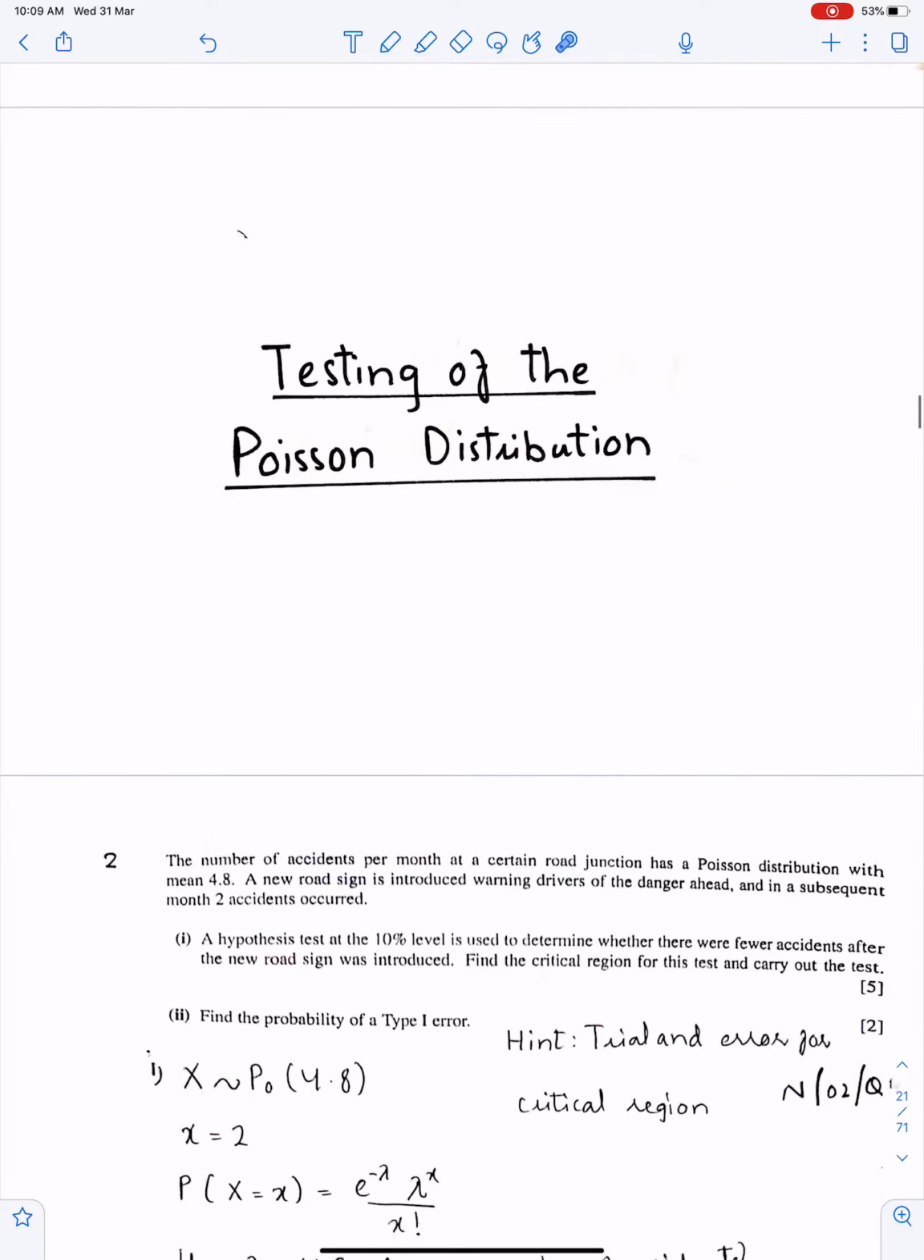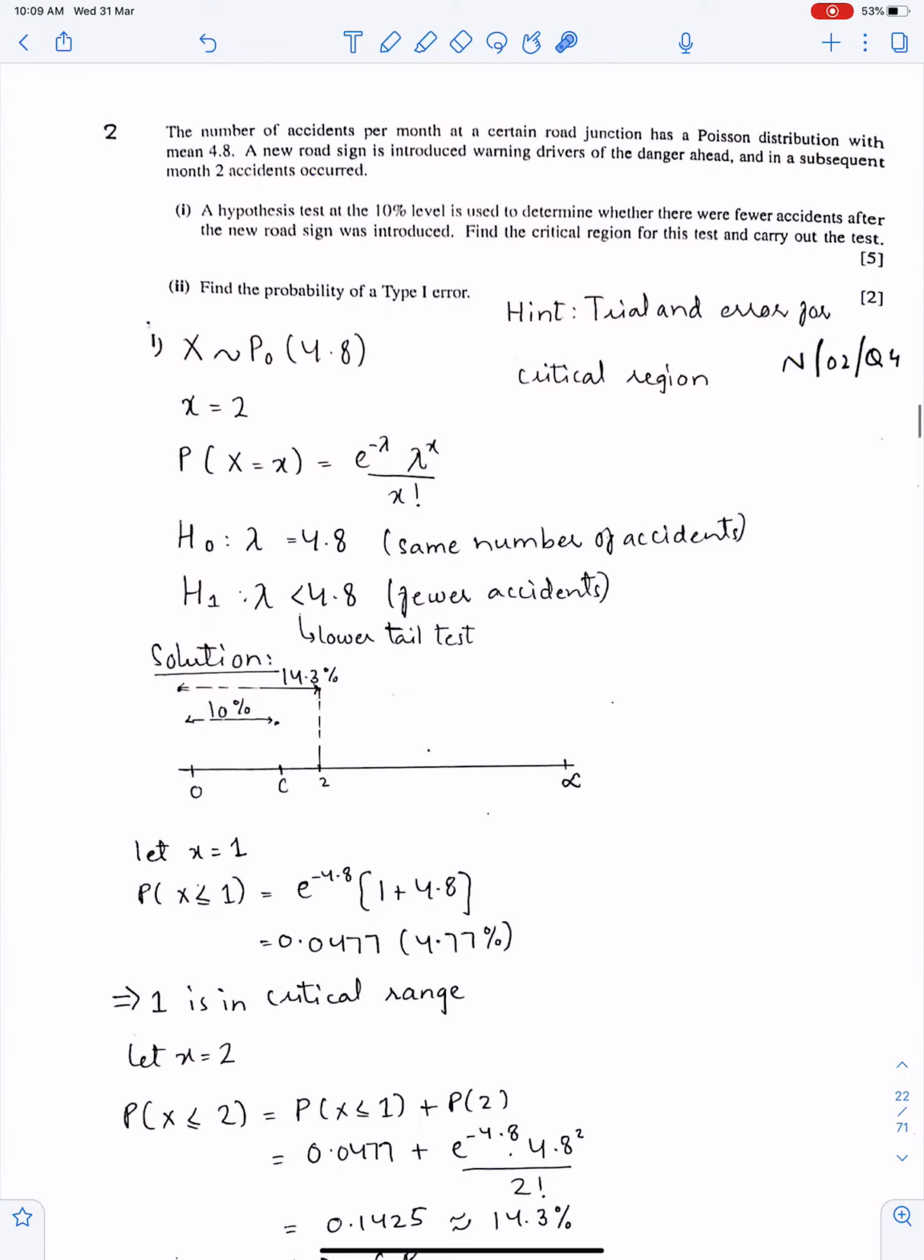Testing of the Poisson distribution. The number of accidents per month at a certain road junction has a Poisson distribution with mean 4.8. This is lambda. A new road sign is introduced warning drivers of the danger ahead, and in a subsequent month, 2 accidents occur. This 2 means the test value.